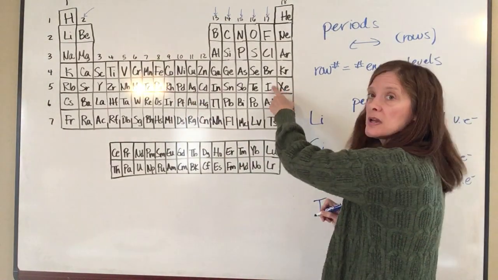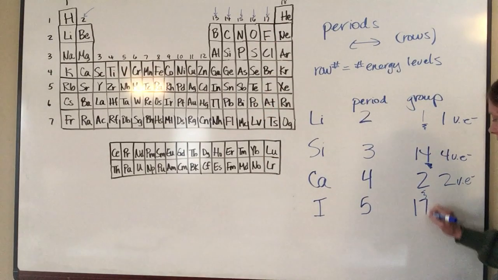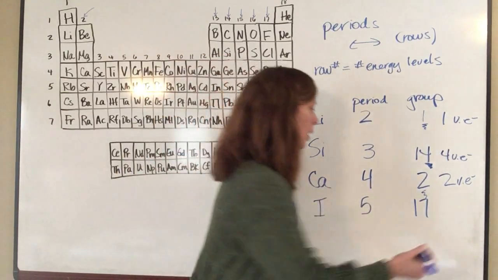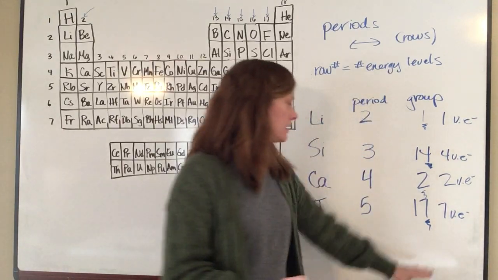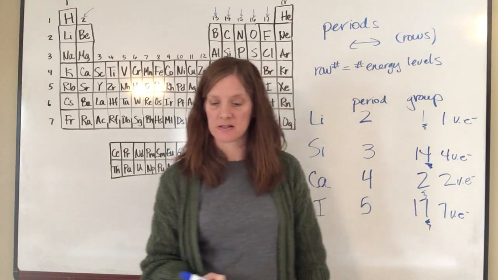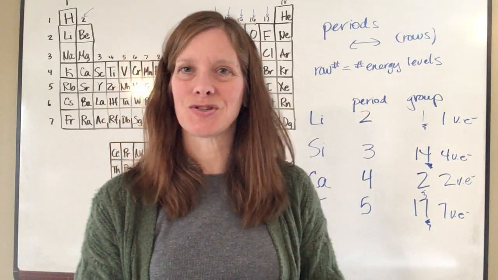And what group is iodine in? If you said 17, you are correct. Now, how many valence electrons does iodine have? Well, hopefully you said 7, because that's what's in the units place in the 17, so it has 7 valence electrons. Now, you are going to get a chance to practice this yourself today.